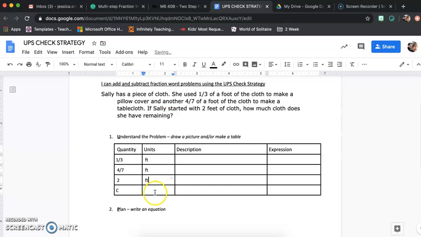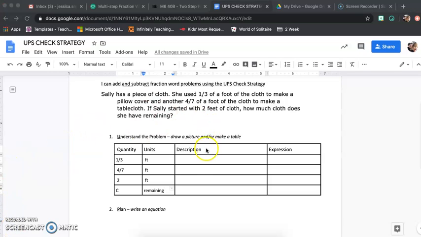Okay, so my unit for my cloth, I don't know if it's going to be feet or inches. We've already talked about units of measurement, and we know there's 12 inches in a foot. So if this is less than 12 feet, it's going to be inches. So my unit, I'm just going to put as remaining. You can put cloth, it doesn't matter. I just do that because I don't know if it's going to be feet or inches yet, and I don't want to get in that mindset that it's going to be feet because it might not. Who knows?